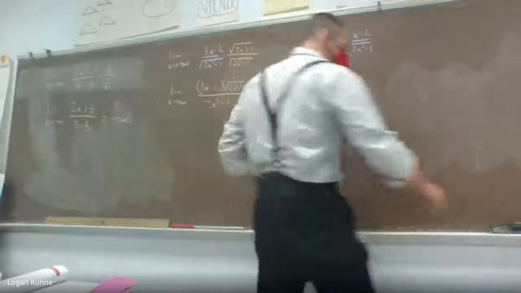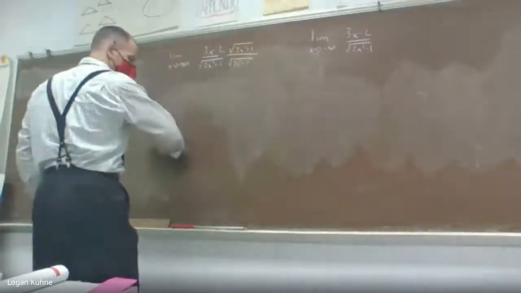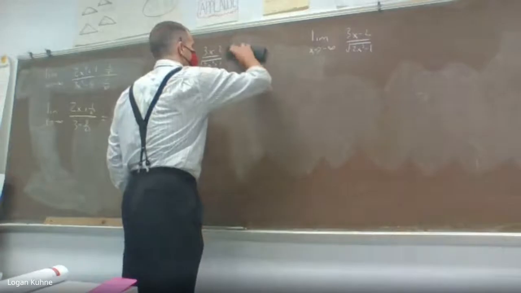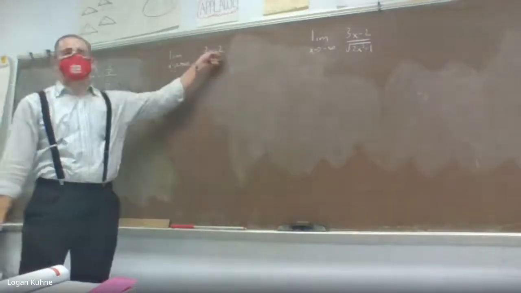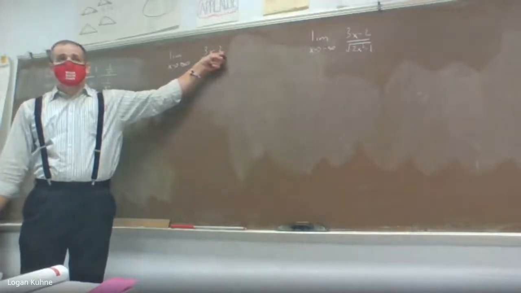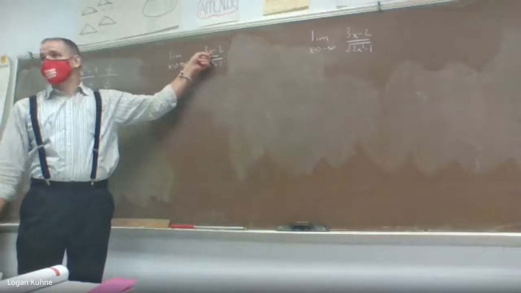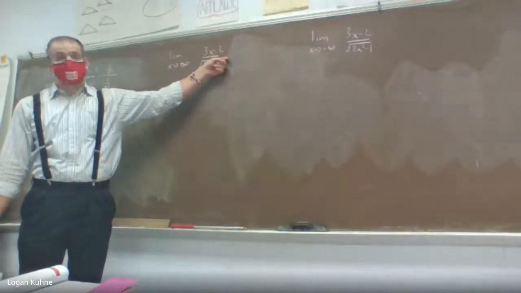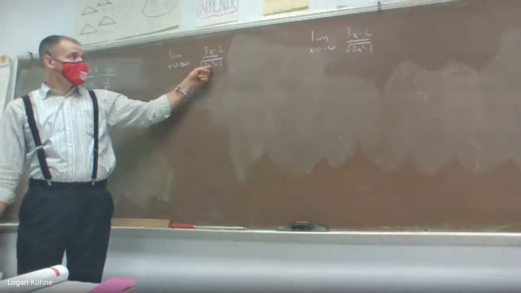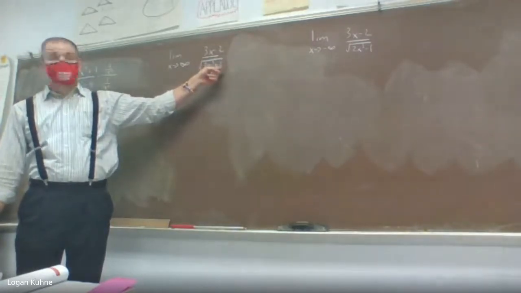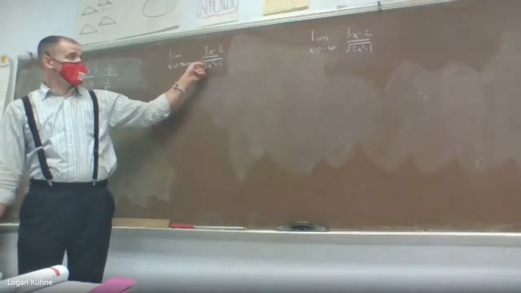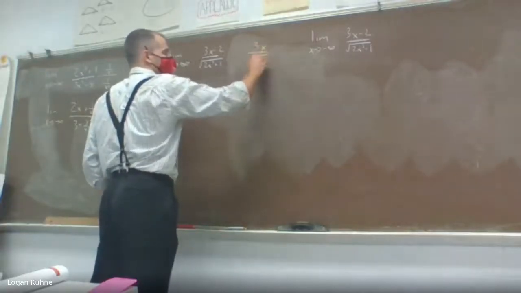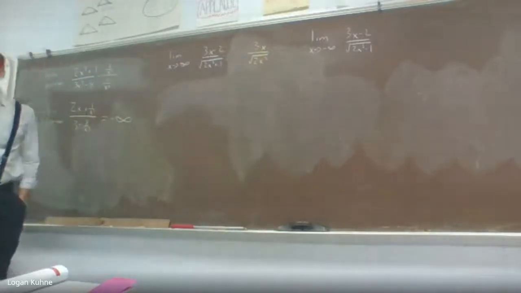Here's what I'm going to do. I'm going to think of this more intuitively. As I go towards infinity, I don't really care about the negative 2, do I? If I've got $1 trillion, and I've got 3 times $1 trillion, and you want to take away $2, I don't care. I don't even care about that little plus 1 right there, do I? So let me just ignore that. It's 3x over the square root of 2x squared. Pretty much the same thing.